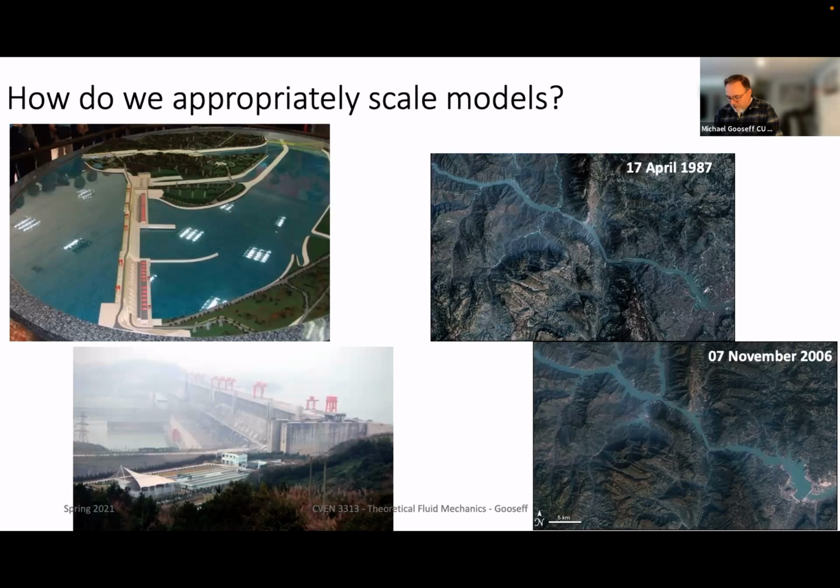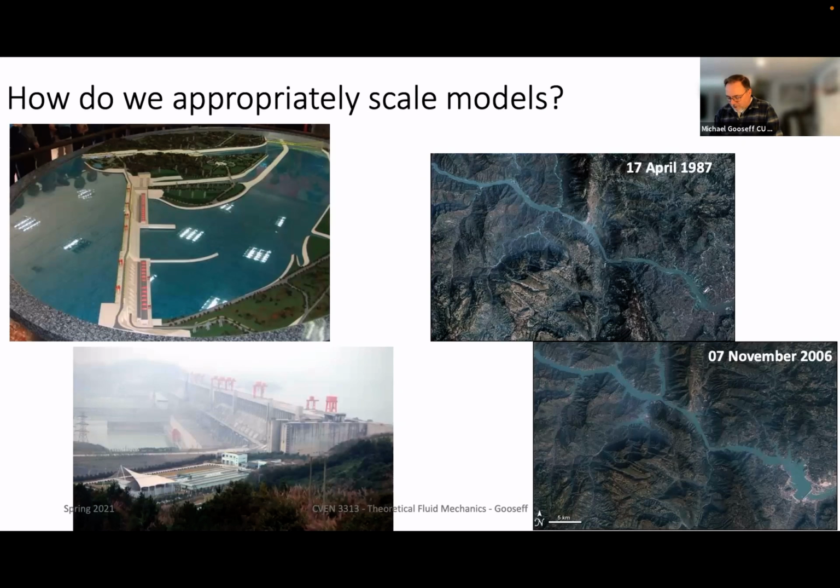The dam was put in down here. Now you can see it in place. And by November 2006, you now see the reservoir backing up the Yellow River here. So pretty impressive, obviously.